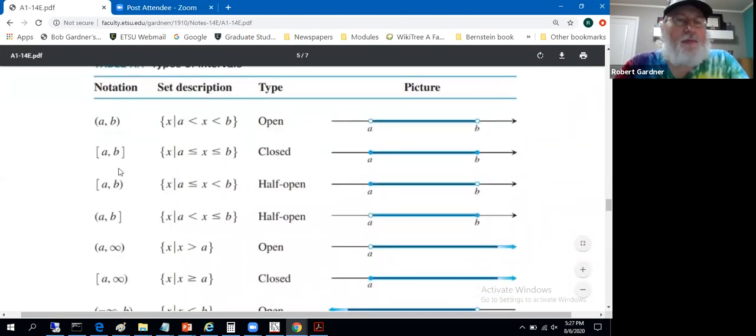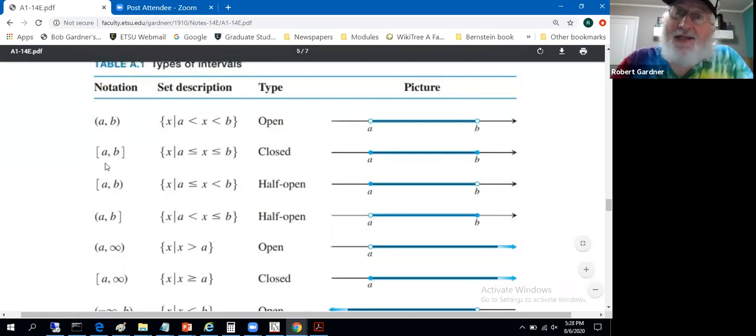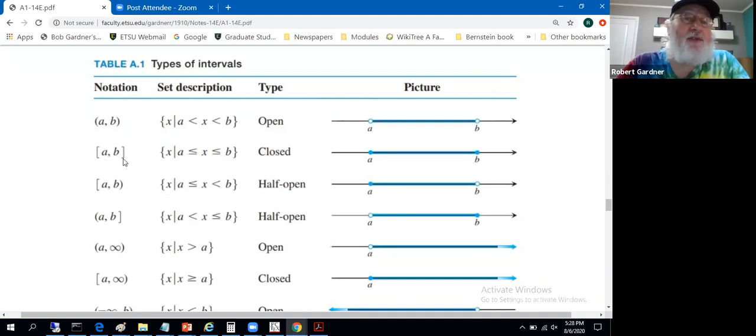Closed interval, square brackets, A comma B square bracket. That's all real numbers X that are greater than or equal to A and less than or equal to B. So this time it includes the A and the B. What we draw on the real number line is we'll take point A, shade it in, take point B, shade it in, and everything in between. A and B are the endpoints of this interval, and this time A and B are actually in the interval. They're called endpoints of the interval, whether they're in the interval or not. It's the symbol written at the ends of these intervals.